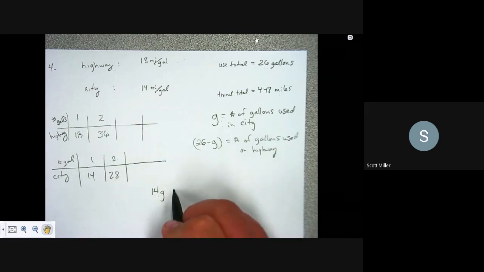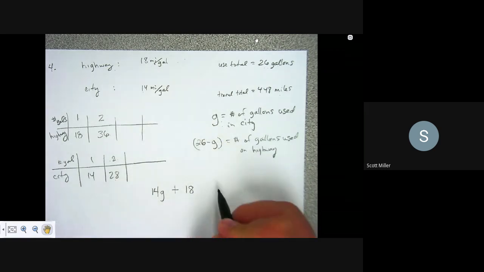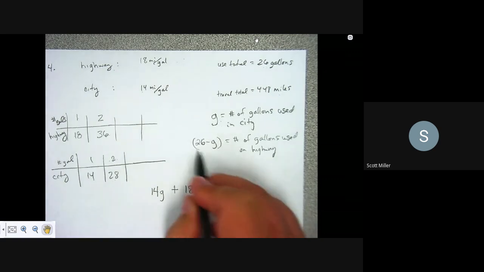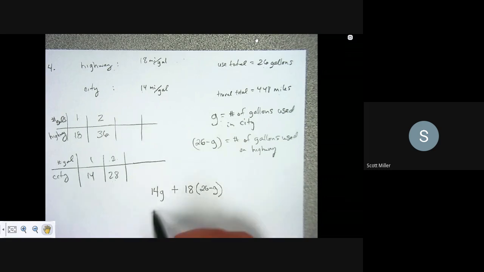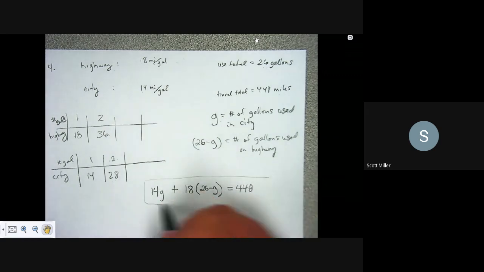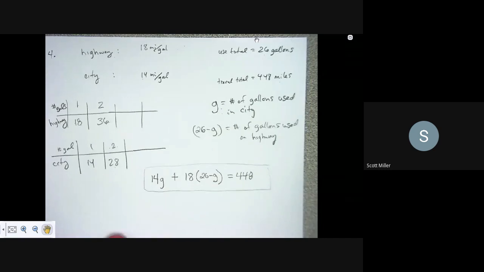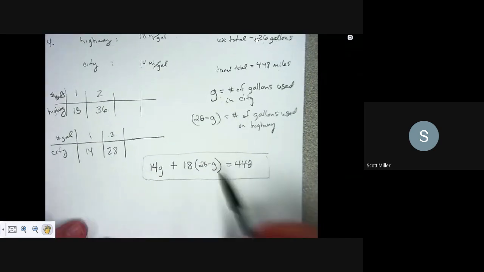If I take that, this is the number of miles I travel. If I do the same thing for the highway, 18 miles per gallon, and that's the number of gallons I use, then this is the distance I traveled in the city, this is the distance I traveled in the highway, and the total distance has to be 448 miles. And so then that gives me my model right there. I can then solve this model for G.